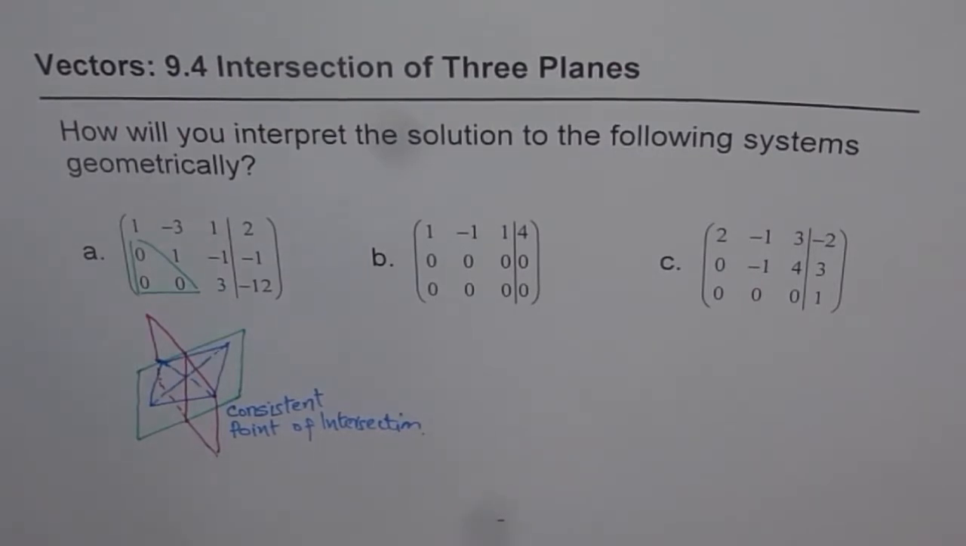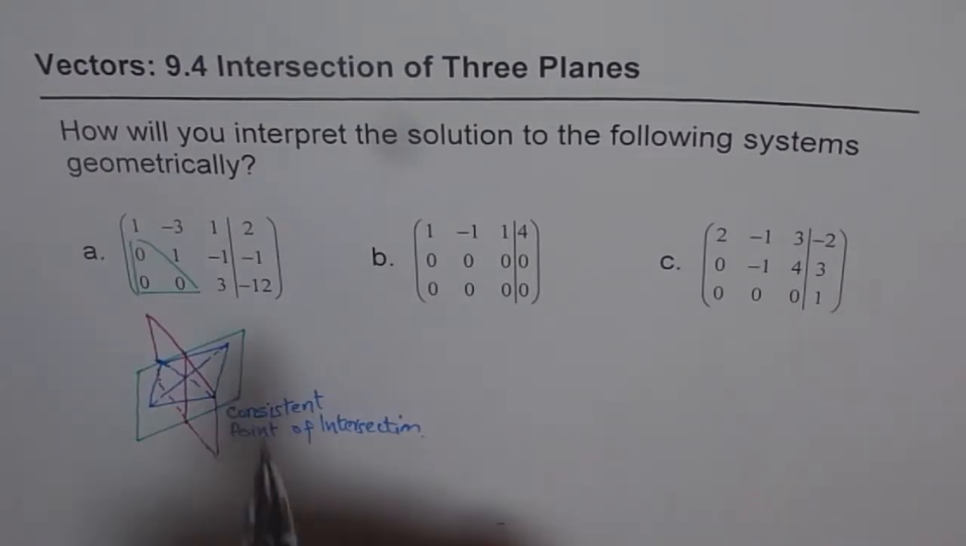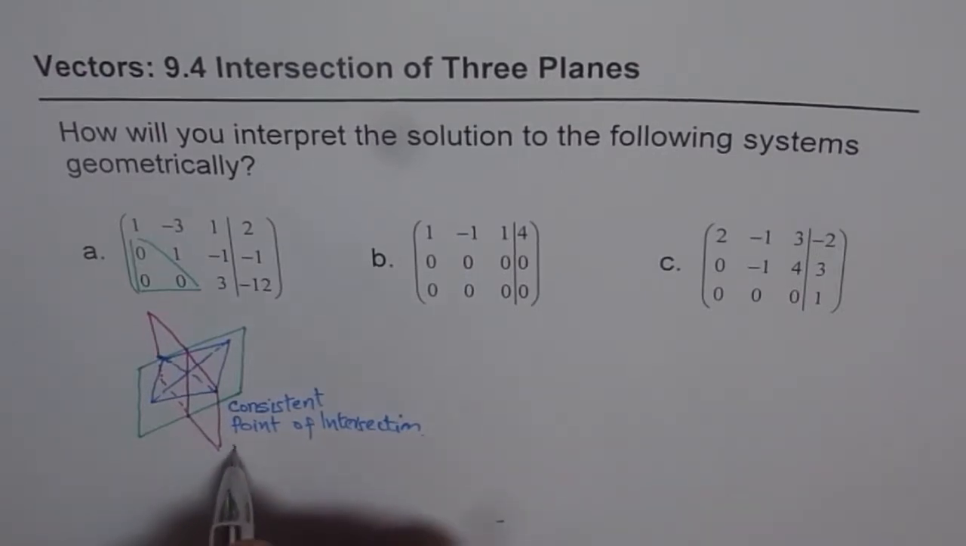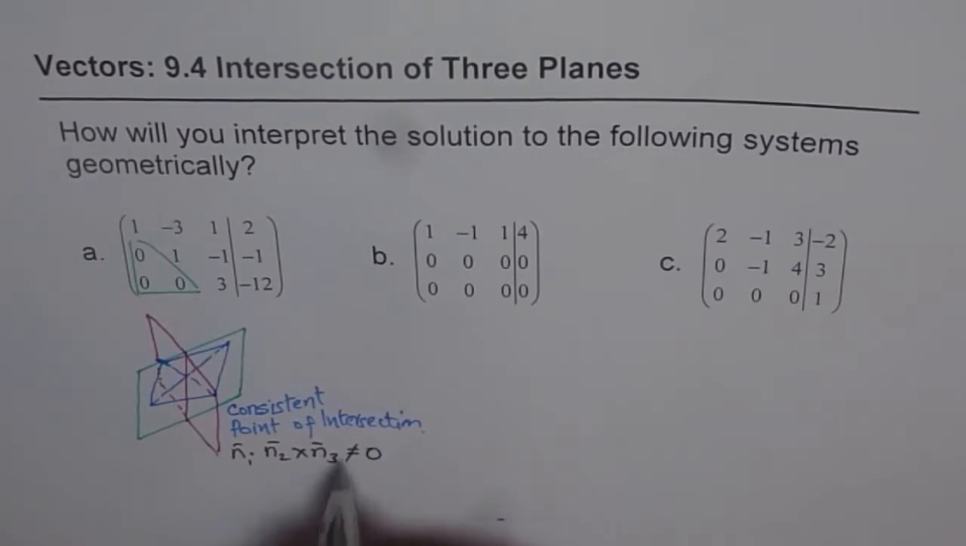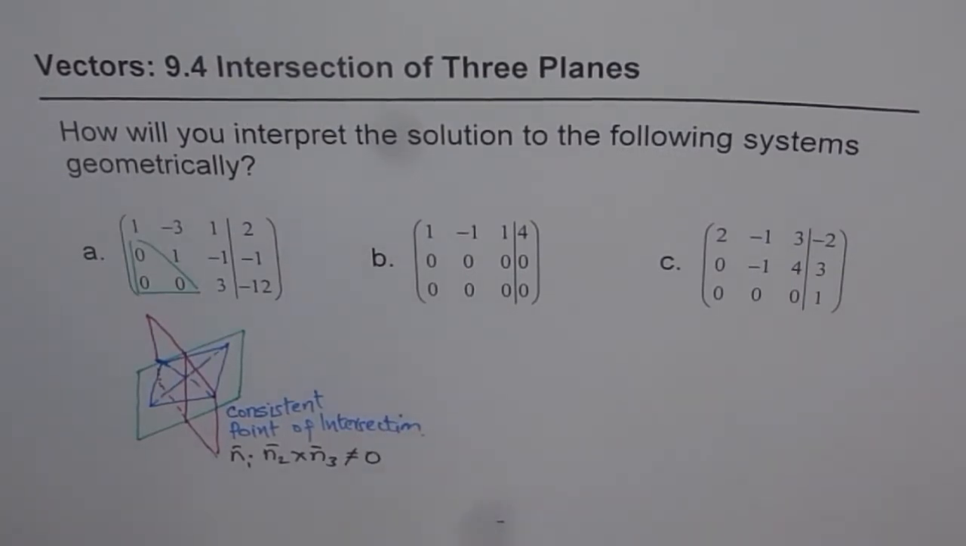So the three planes intersect at a point. And one more thing you will observe here is that if you do the scalar triple product of the normals, then it won't be equal to 0. That's another very important thing to note. That means n1 dot n2 cross n3 is not equal to 0 for this particular case.